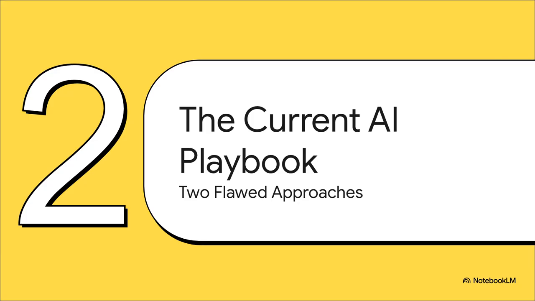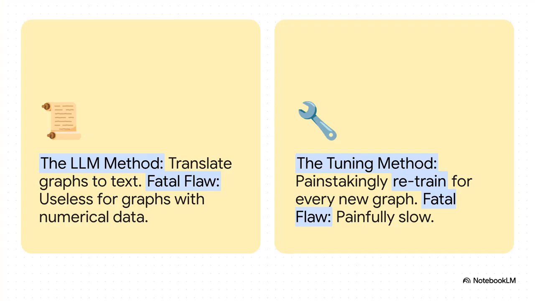So, you're probably wondering, how have we been trying to tackle this? Well, the AI playbook so far has really had two main approaches. And, spoiler alert, they're both kind of flawed. Okay, so approach number one is the LLM method. The idea is to basically translate the graph into words and just feed it to a large language model. The fatal flaw here? It's text only. It's like trying to describe a molecule's structure using a sonnet. You lose all the numbers, the science, the stuff that actually matters.